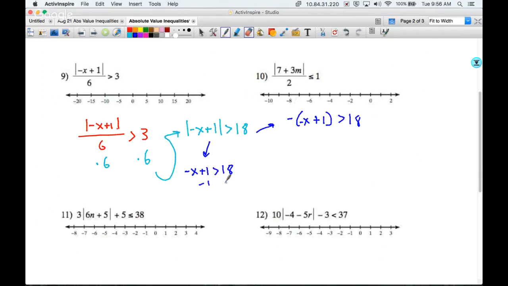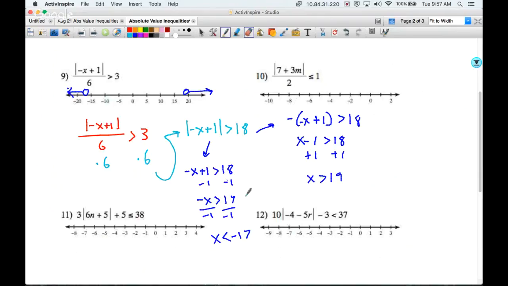All right, let's solve these individually. For this one here, I'll need to subtract 1 from both sides. -x greater than 17. Divide both sides by -1. Get that x is less than -17. Open circle at -17, arrow coming this way. Over here, distribute that negative, we'll get x minus 1 is greater than 18. Add 1 to both sides, we get x is greater than 19. Open circle at 19 coming this way. We can see now that they diverge. So this is an OR problem. X is less than -17 or x is greater than 19.